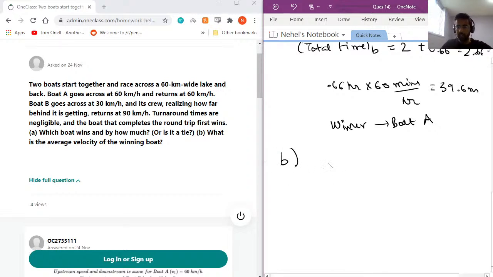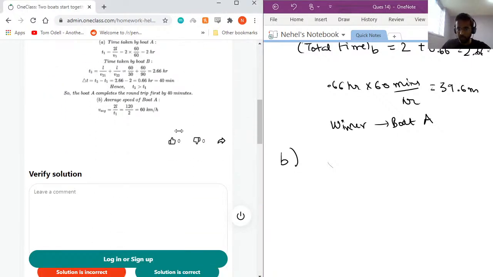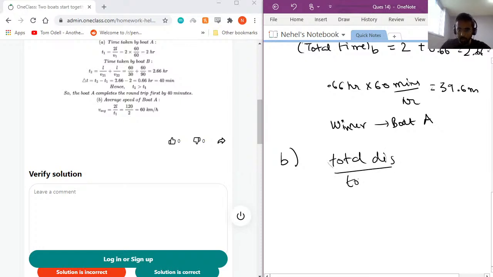Alright, and we don't have much time here, but part B, what is the average velocity of the winning boat? So the average velocity is calculated by the total distance over total time. So we know the total distance over total time, which was 120 going back and forth, and we took 2 hours. So the average speed is 60 kilometers per hour.